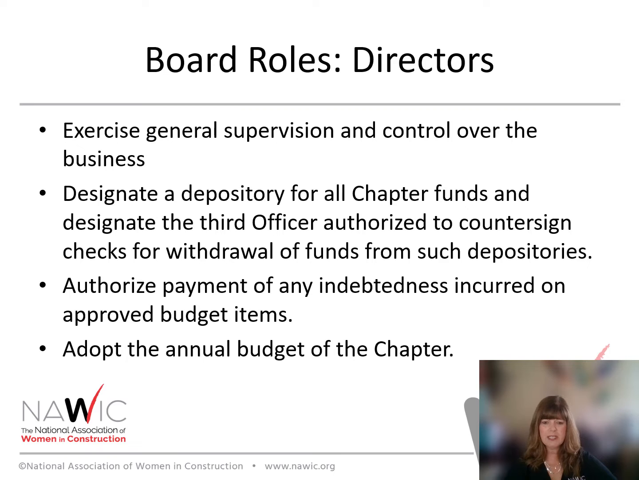They, as a board, designate a depository for all chapter funds and designate the 3rd officer authorized to countersign checks for withdrawal of funds from the depositories. They authorize payment of any indebtedness incurred on approved budget items, and they adopt the annual budget of the chapter.